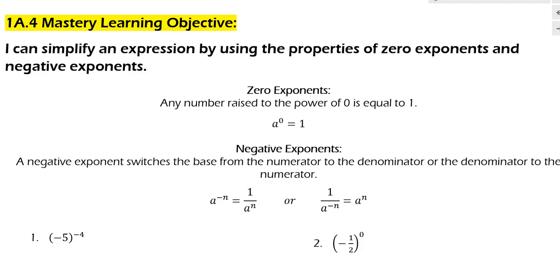Alright guys, today we're looking at 1A.4. Our math learning objective is I can simplify an expression by using the properties of zero exponents and negative exponents. So still simplifying expressions, and now with exponents we just have zeros or negative numbers.